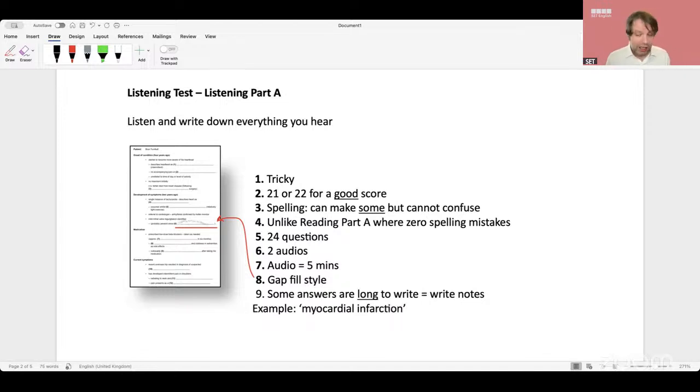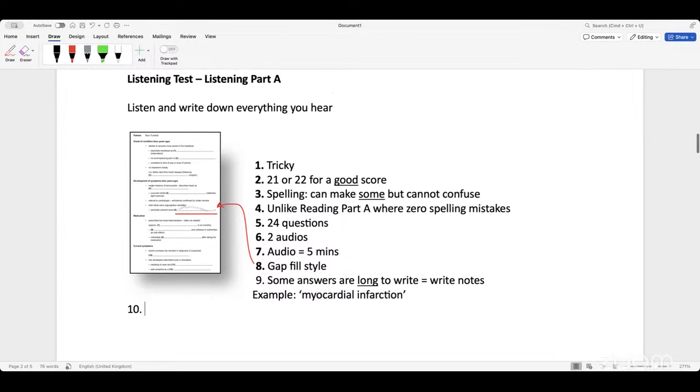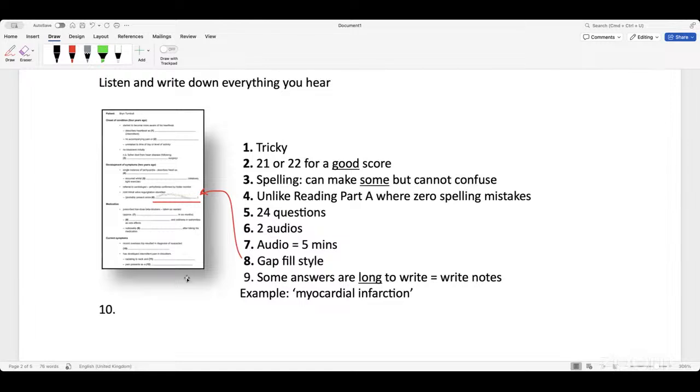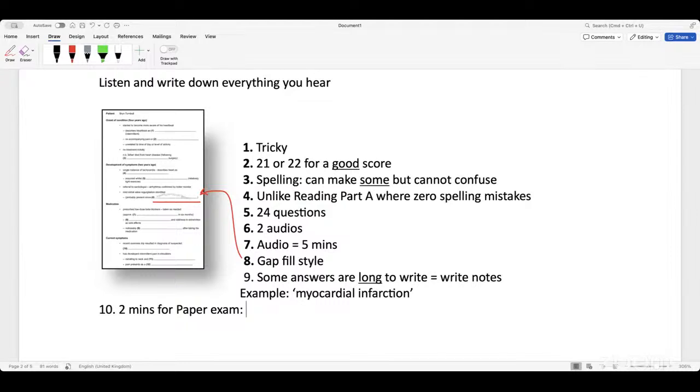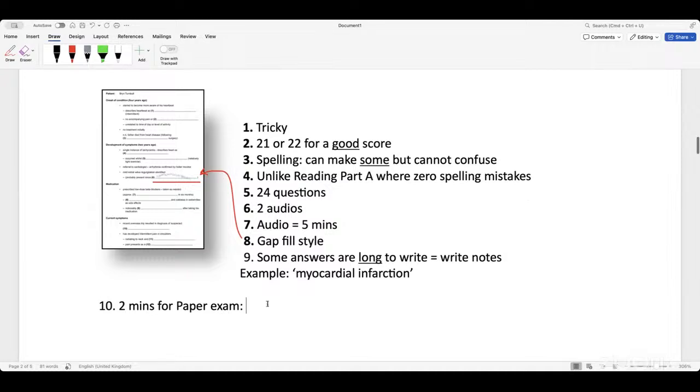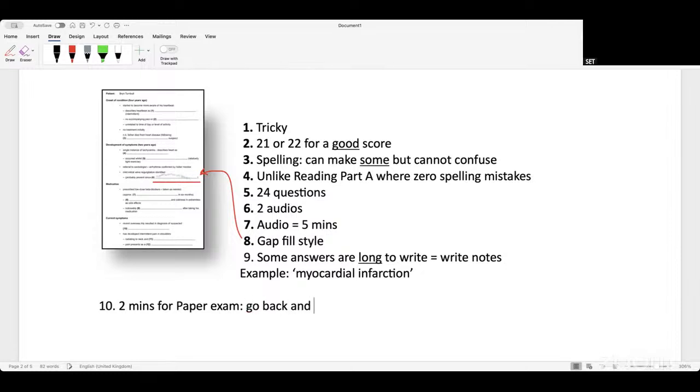So thank you. Anastasia, can you come back? Okay, so then I talked about number 10. In the end we have 2 minutes if it's a paper exam. So there's 2 minutes for paper. What did I say about that? You can check during those 2 minutes. You can go back through the spelling and arrange it. So you go back and check your spelling.